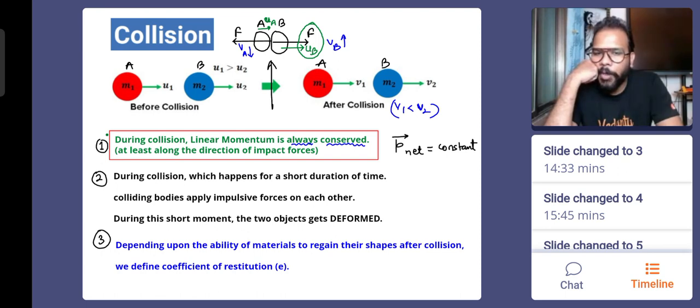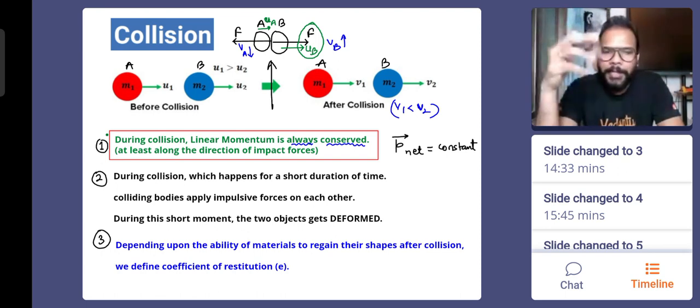Third point, could you, sir, just quickly sum up? Third point is basically not completed yet. Third point is yet to be explained. On the next slide, we are going to talk about that.